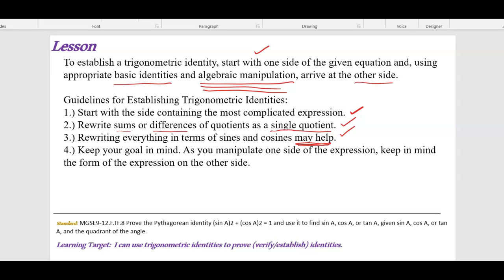And then the most important thing, I think, is keep your goal in mind. You're given two expressions. You're starting with one expression and you're working your way toward the other. So sometimes you do one step, you do two steps, you look at it and you're like, I'm not sure where to go next. That's okay. Look at where you're going, and sometimes I can see, okay, the answer is in terms of cosine. I need to write everything in terms of cosine. So knowing where you're going helps.